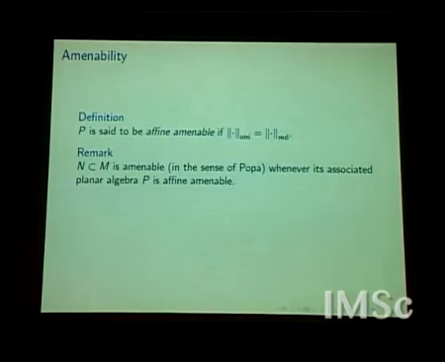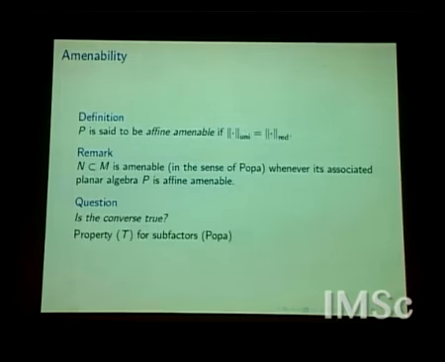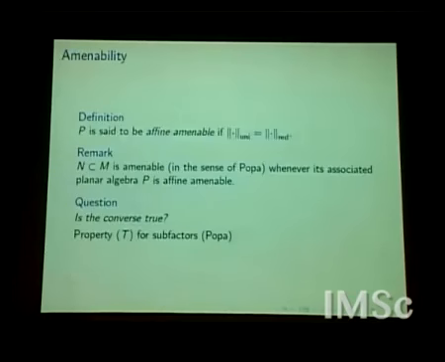amenability in the context of subfactors, which was given by Popa. So, we could show that if a planar algebra is amenable, then the subfactor is amenable in the sense of Popa, but we do not know whether the converse is true. Also, there could be a definition of property T of subfactors. Okay. I just do not have time.